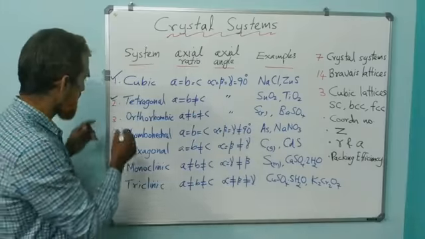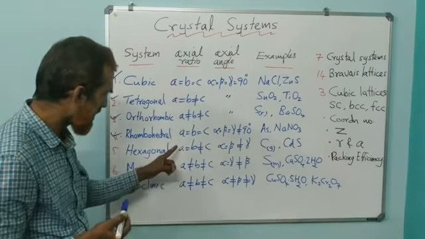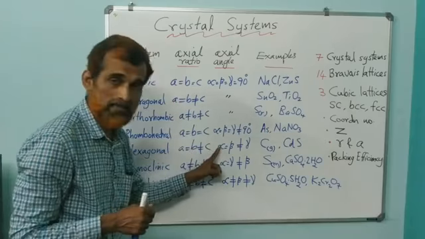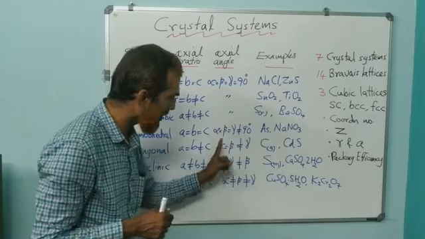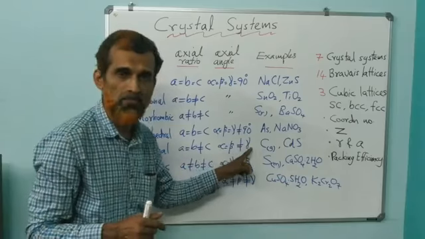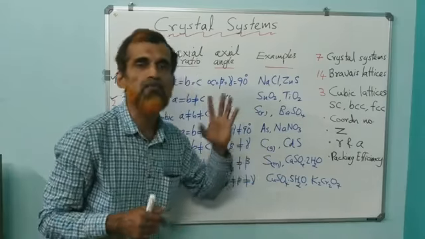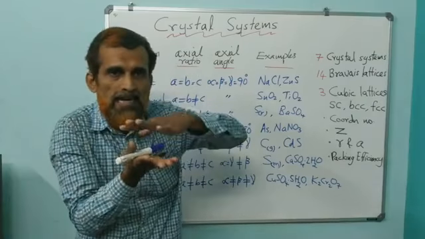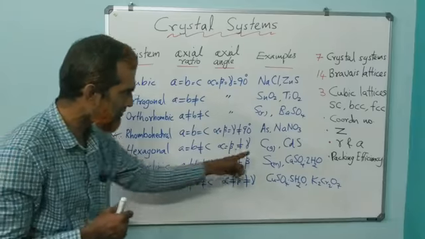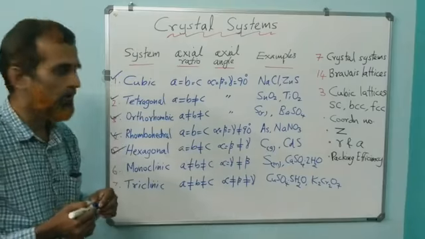Then the next one is hexagonal. Here a = b ≠ c, like this. For the angles, alpha = beta ≠ gamma. It is actually alpha = beta = 90 and gamma = 120. That's the shape of a hexagonal crystal. Example is carbon graphite. You know, graphite has got a hexagonal layered structure where you can see these hexagonal unit cells or lattice. Cadmium sulfide. And then the next is monoclinic.